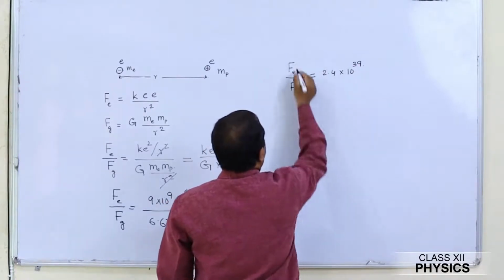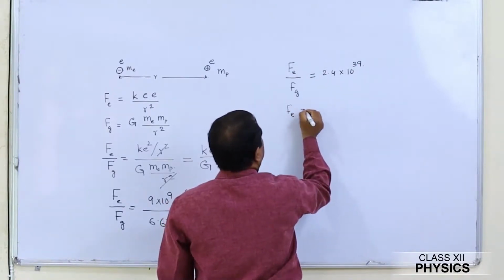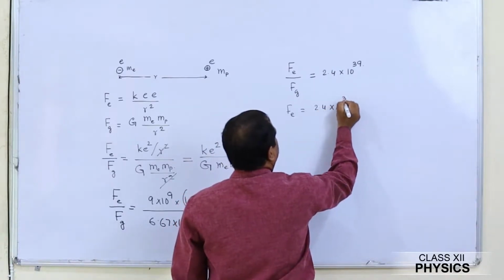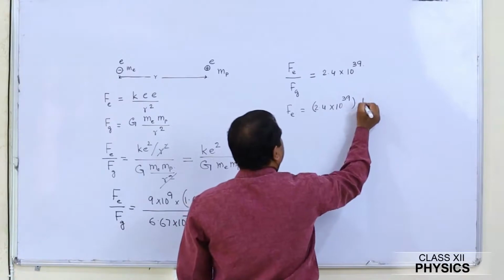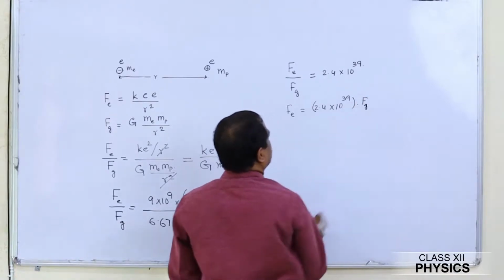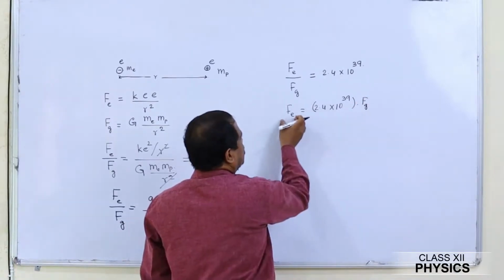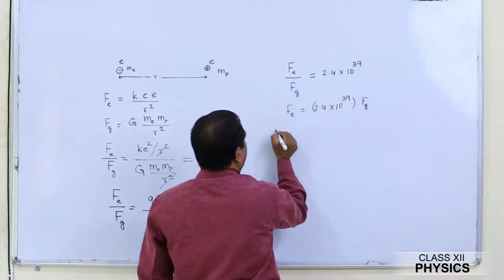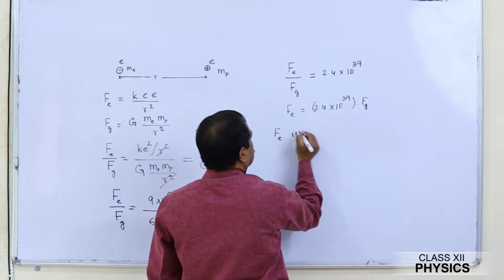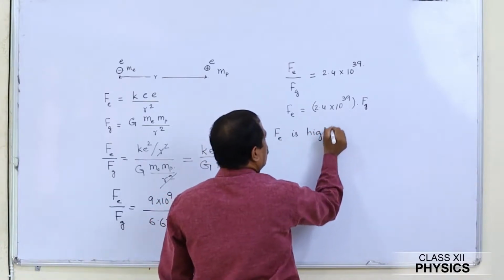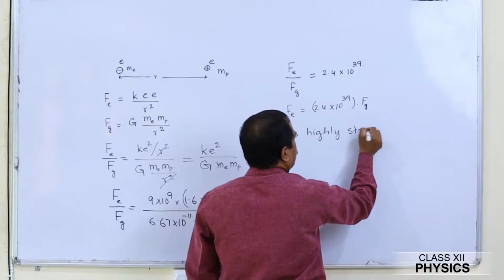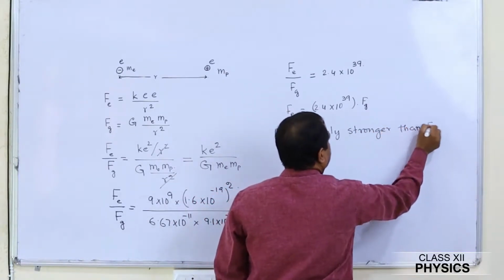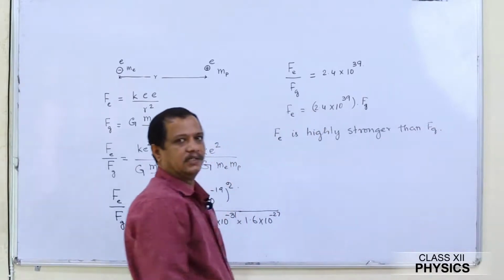Fe is equal to 2.4 into 10 power 39 into Fg. This tells us that Fe is this many times stronger than Fg, or Fe is overwhelmingly stronger than Fg, or rather, Fg is negligible.